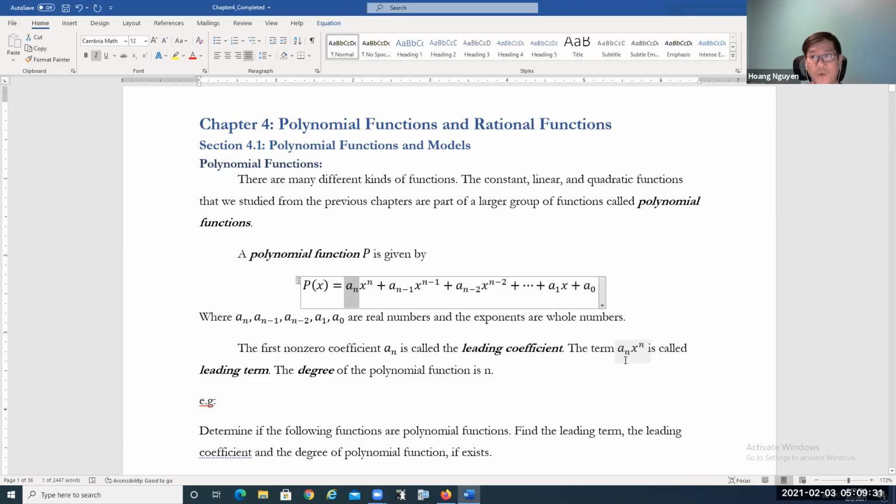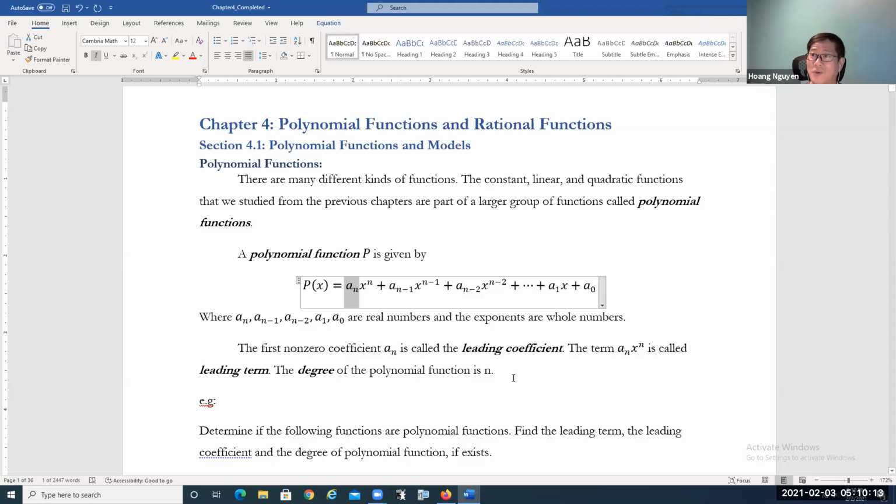So we have the leading term and the leading coefficient. The degree of the polynomial function is n, because x to the power n is the term with the highest power on the variable x. So in order to determine the degree of the polynomial, you have to know the leading term. In the leading term, we have the leading coefficient, and the power of the variable x in the leading term helps us determine the degree of the polynomial. So that's the definition: how we recognize a polynomial function, what the leading term and leading coefficient are, and the degree of the polynomial.